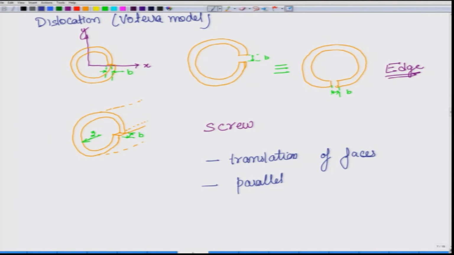As long as it is shifted like this or like this, there is no screw component and it is edge dislocation, and if it has been pulled in this direction, this being the z direction, then a screw component has been added, and this is what leads to screw dislocation.